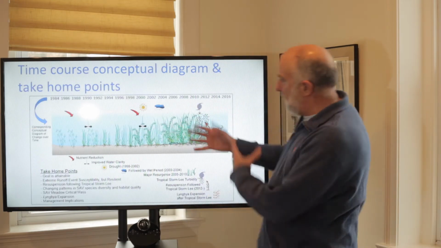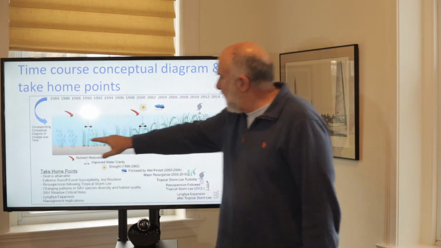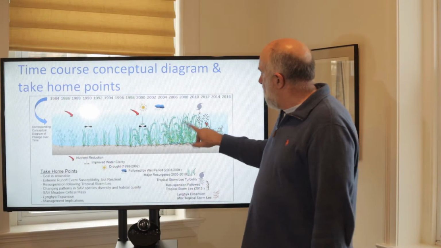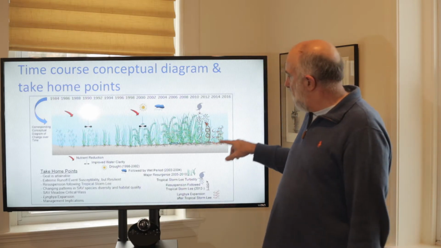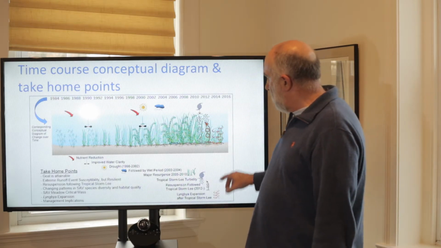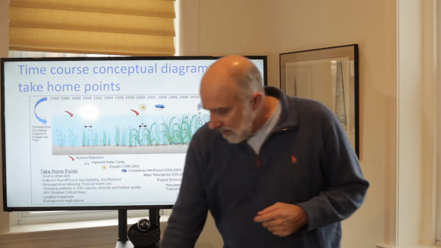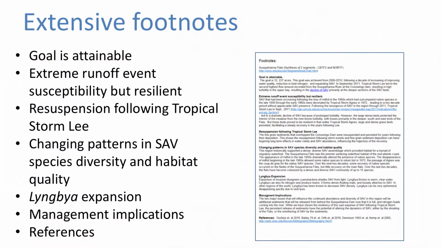And then we put that into a pictogram here that shows the thin, wispy bed prior to the 90s, the resurgence, the large, dense, multi-species bed here, and then the resuspension, the Tropical Storm Lee and resuspension effects. And now we've got an issue associated with expansion of a cyanobacteria, Lyngbya, that's occurring there. And then these take-home points we've spelled out, and then we have bulleted on the front page, but then in the back we explain and provide links and references to each of these.